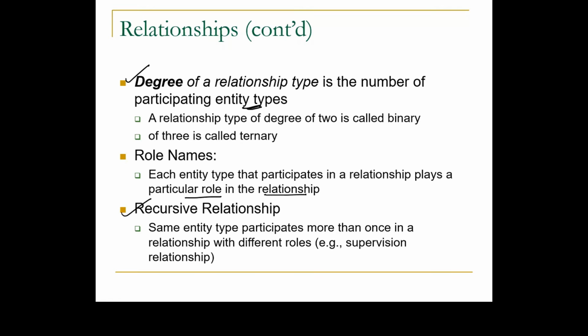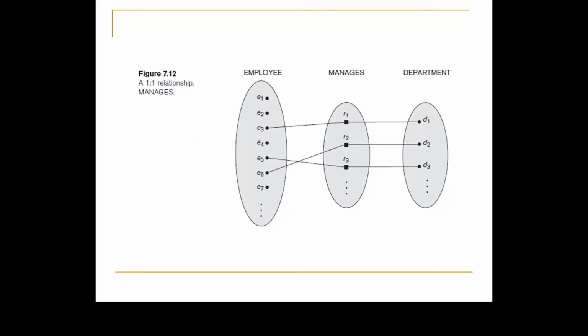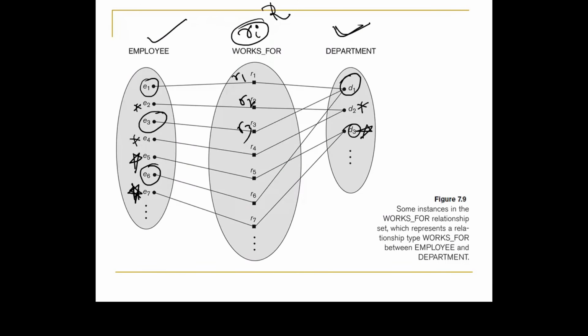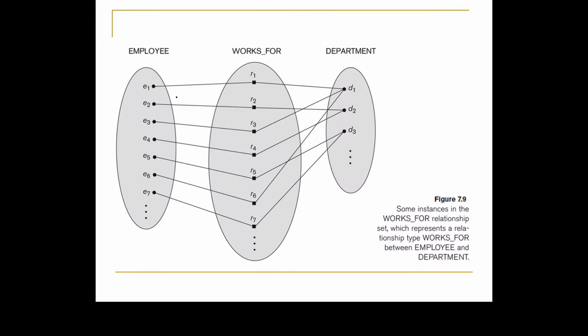So what is the degree of a relationship? The degree of a relationship is the number of participating entity types. Hence here you can see that the works for relationship is degree 2, because two entities are participating in the works for relationship. The employee entity and the department entity are both participating in the relationship works for. So it is called binary.